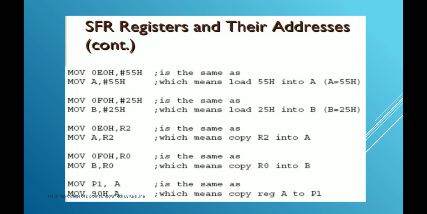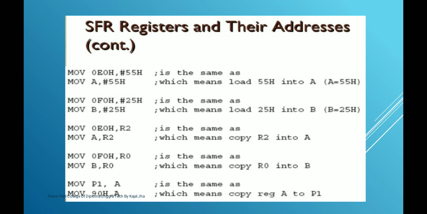It means you can write 0F0H or B, because the address of B is F0H. So you can call it by its address or by its name, which means load 25H into register B. The conclusion for both instructions is that B is loaded with 25H.